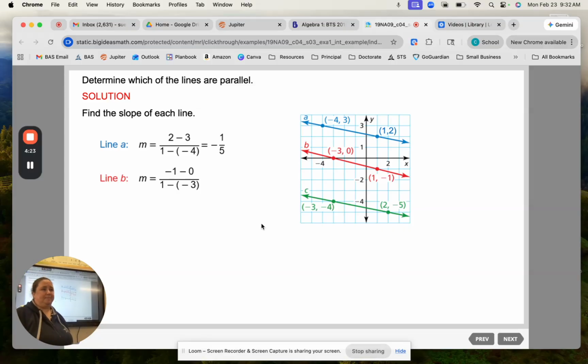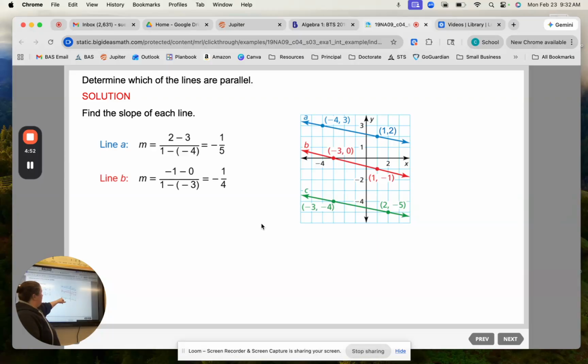Let's look at line B. So we have the y's, negative 1 minus 0 on top, and then 1 minus a negative 3 on the bottom. What is negative 1 minus 0? Negative 1. And what is 1 minus a negative 3? 4. Addition, so 4. So this is negative 1/4. Already, are these slopes the same? No. So we already know that these don't match, which you could kind of see.